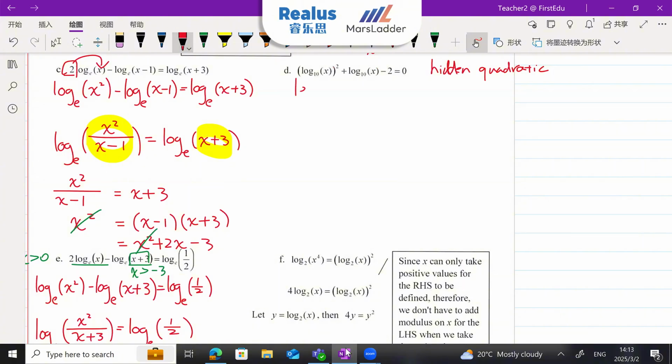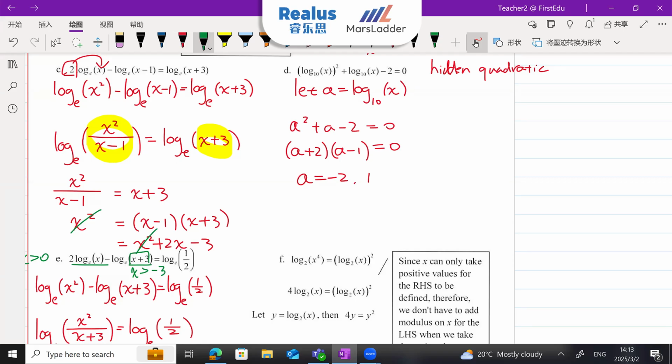So the substitution that we're making is a equals log base 10 of x. Okay, so this gives a squared plus a minus 2 equals 0, which means (a plus 2)(a minus 1) equals 0, just by factorizing that quadratic. So this gives us two solutions for a. So what do we say before? a equals negative 2 and 1. In this case, can a equal negative 2? Can a equal negative 2? It actually can. Okay, so don't get confused here.